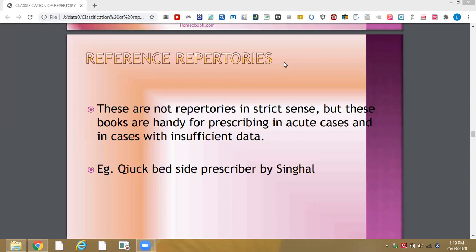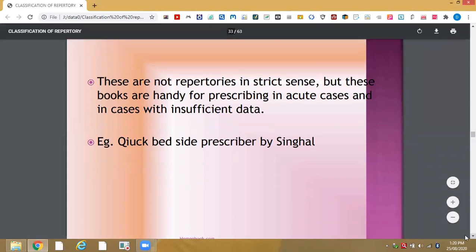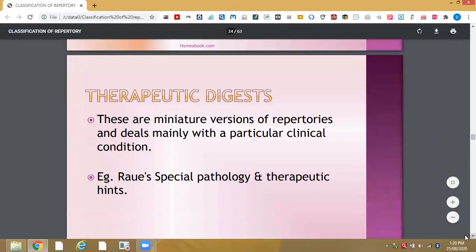And the example of such a repertory is Quick Bedside Prescriber by Single. So Single's repertory is said to be a reference repertory.